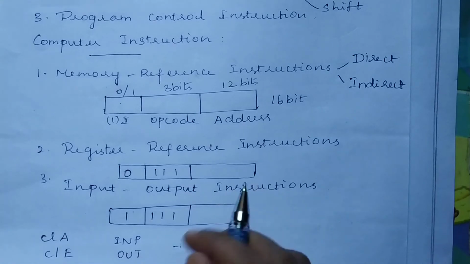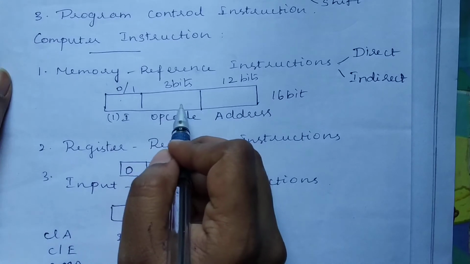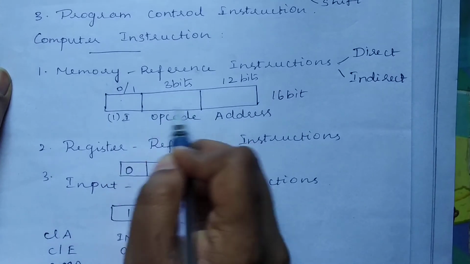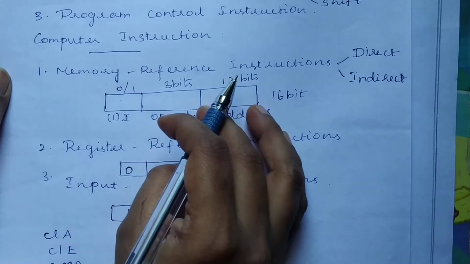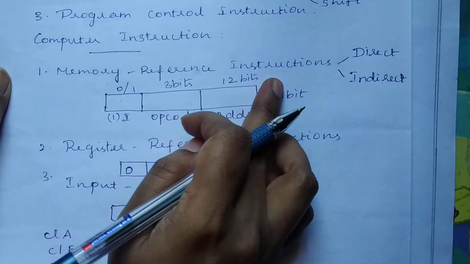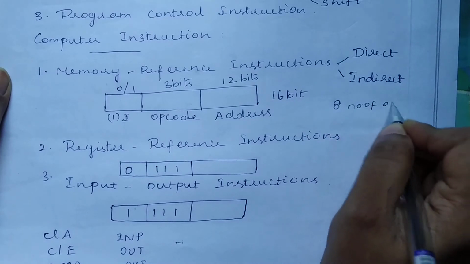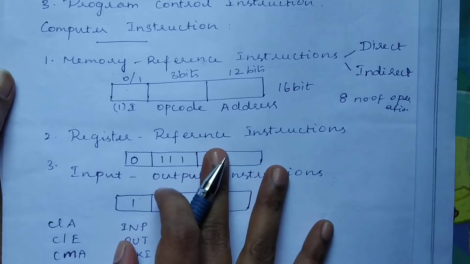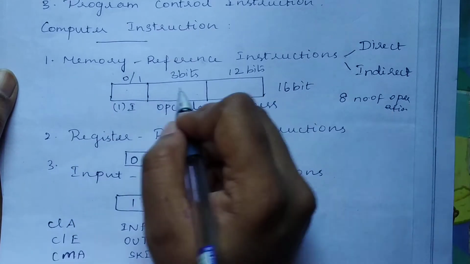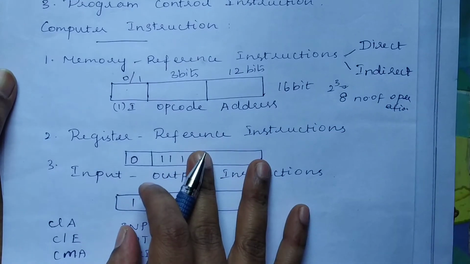And what could be the value of the opcode field? It is of 3 bits. So the number of operations that can be done in this basic computer that come under memory reference is nothing but 8 operations. So 8 instructions can be executed, because if it is holding 3 bits, 2 power 3 is nothing but 8 instructions.